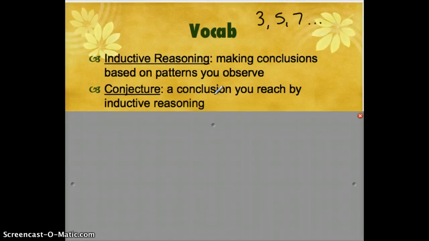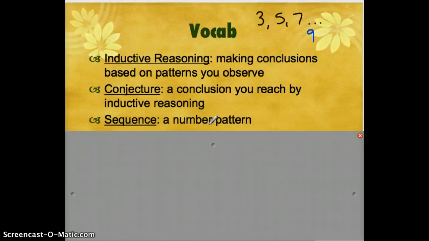A conjecture is that conclusion that you reach by inductive reasoning. So in that pattern above, 3, 5, 7, my conjecture might be, I believe that the next number would be 9. Okay, that could be a conjecture. That's the conclusion that I reach by the reasoning that I'm using.